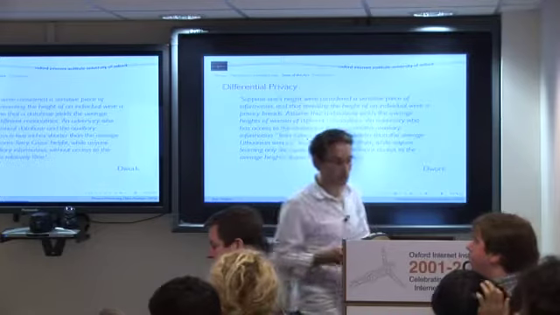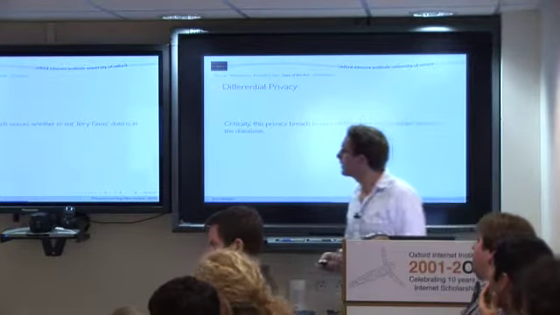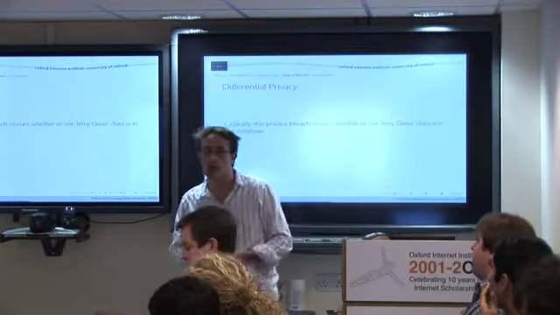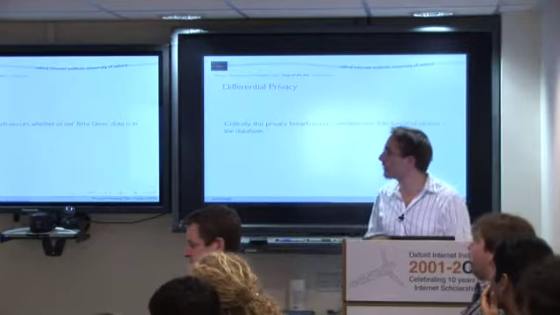So this is a very difficult property to control. As I've said, critically, this occurs whether or not her data is in the database. It doesn't matter if she was in the database or not. You learn the average height. It's an average over an entire population. It's not going to be changed very much by an individual.